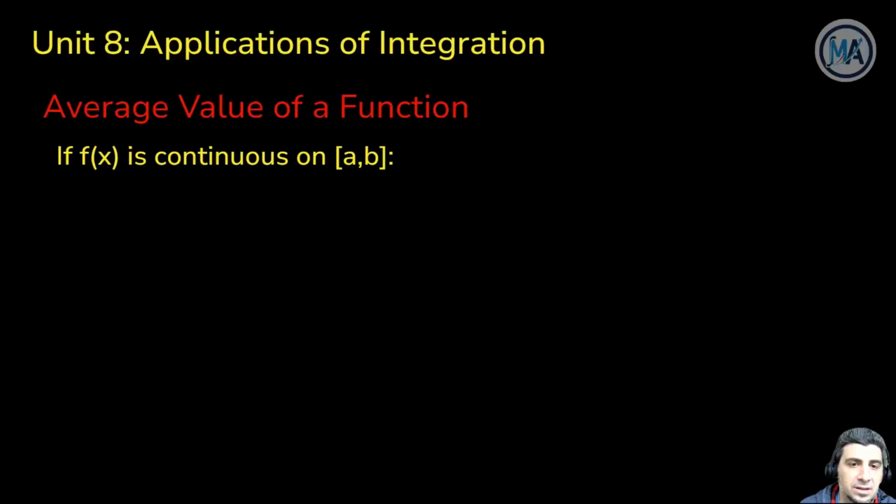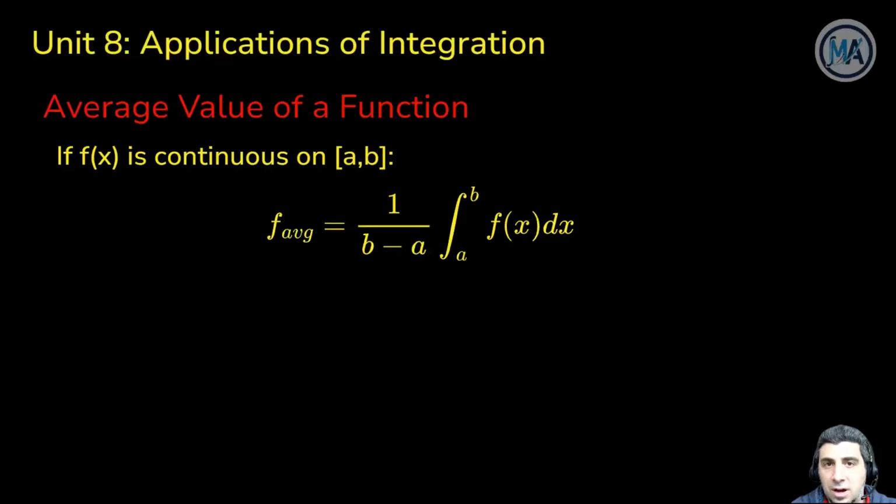First concept up is average value of a function. If the function is continuous on a closed interval, then here is the average value formula you need to know, because you do not get a formula sheet on the AP exam. Essentially, this is the height of a rectangle with the same area as the curve.